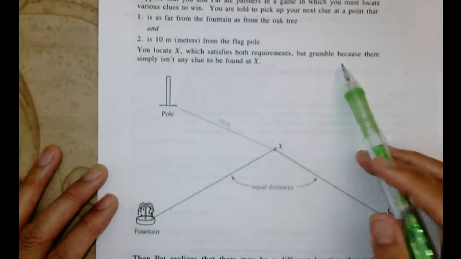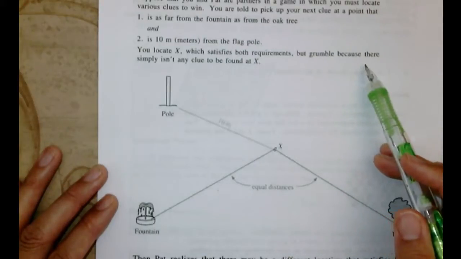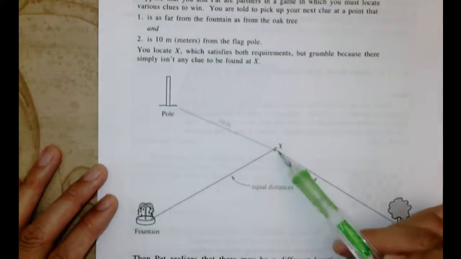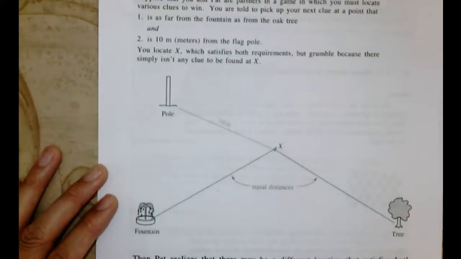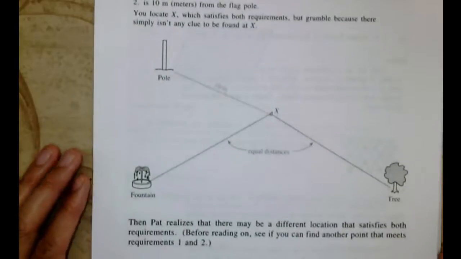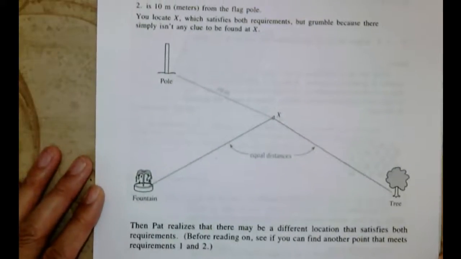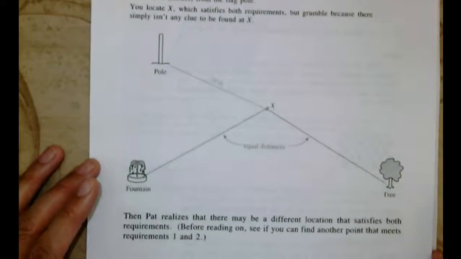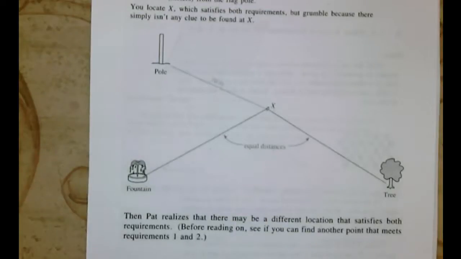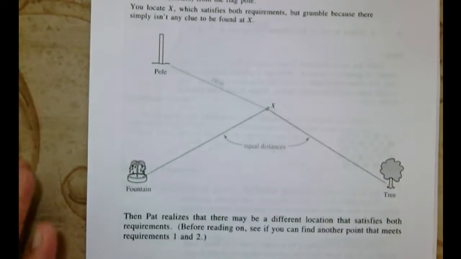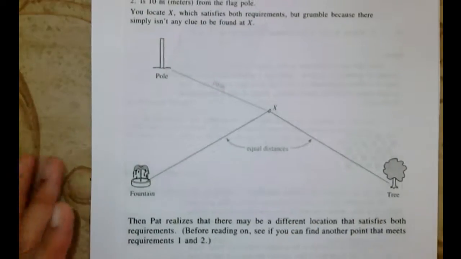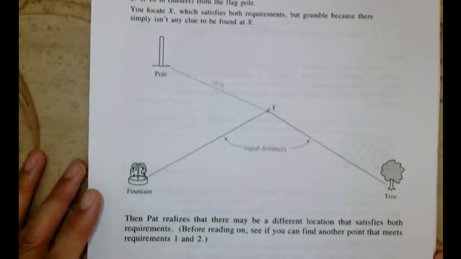But you grumble because there simply isn't any clue to be found at point X. Then Pat realizes that there may be a different location that satisfies both requirements. So stop the video here and try to spot the other location that may satisfy both 1 and 2. Okay, did you do it? Don't continue the video unless you've done it.